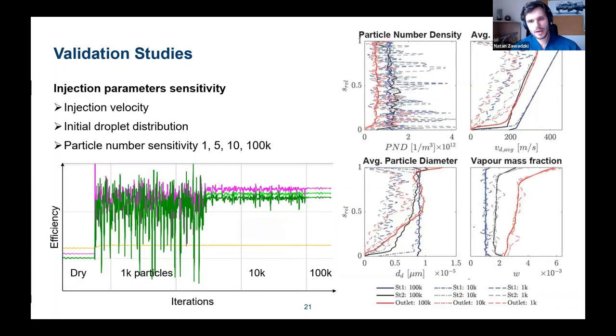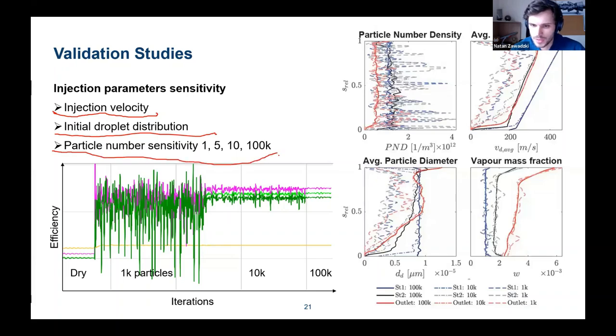Now we're coming finally to the topic of water injection. Water injection required its own sensitivity studies as well. There are a lot of parameters that are not really straightforward, and there's no rule or guide for what values you would choose. For example, for the injection velocity, this might depend on your injection system, so we wanted to understand the sensitivity of that. Then what is the sensitivity of the initial droplet distribution?